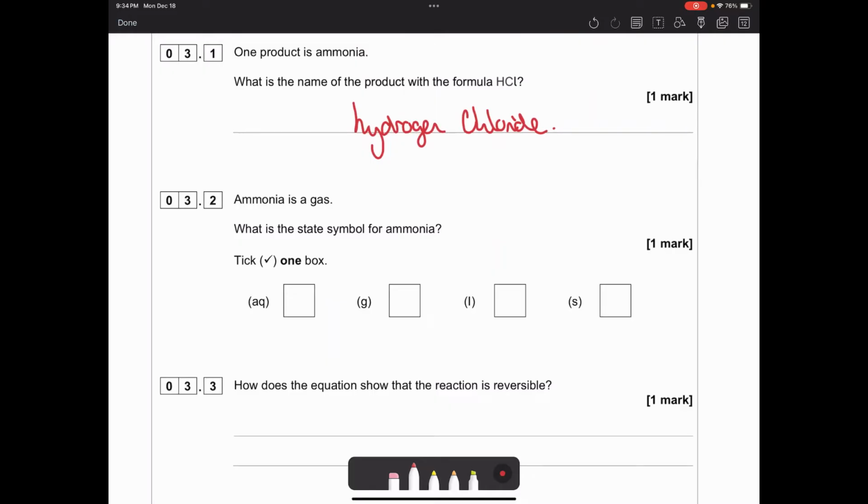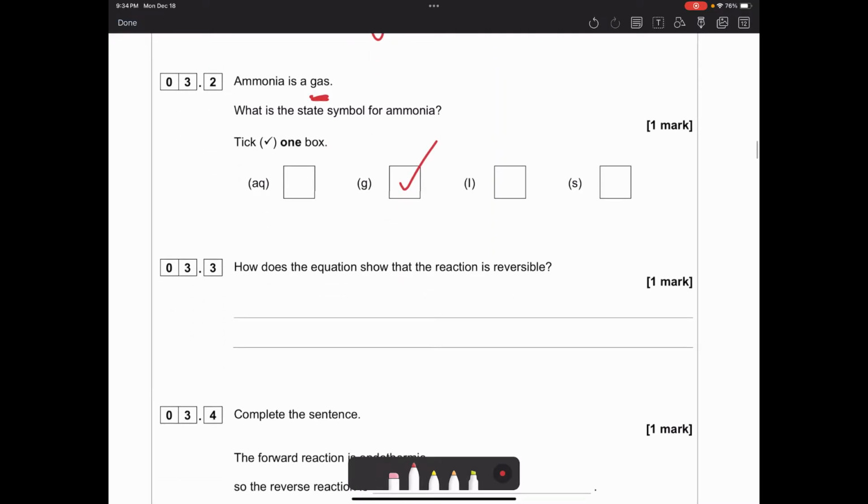Ammonia is a gas. What is the state symbol for ammonia? Well, you've just been told it's a gas, so which one is most likely to be a gas is obviously G. How does the equation show the reaction is reversible? Well, it is just the symbol with the 2 half arrows. This is our reversible reaction. You could just say it has the symbol of the reversible sign and draw it out.